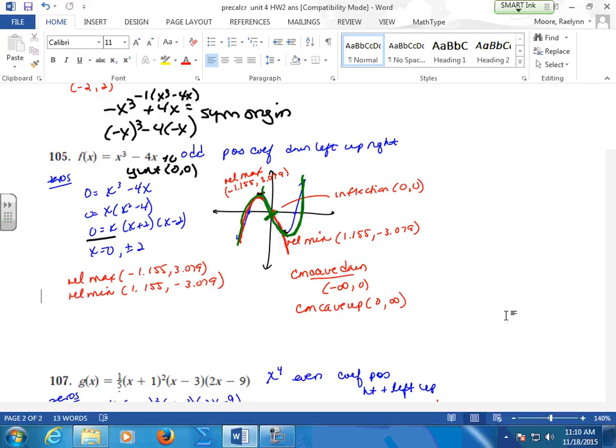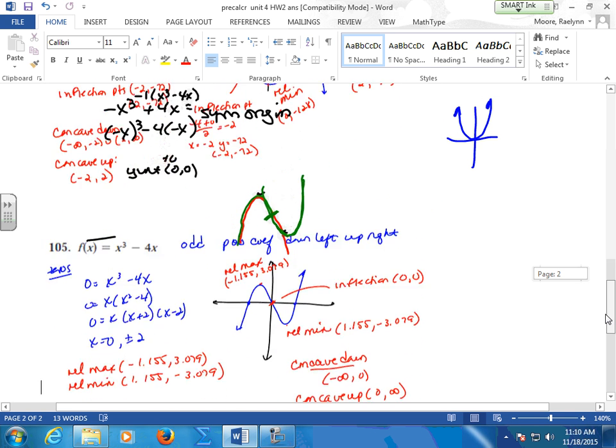Increasing and decreasing work off of your max and your mins, but they still use your x values. Concavity works off of an inflection point, and it still uses your x values. Although you can have a concave with just a parabola like this, you can concave up from negative infinity to positive infinity. Because it has two roots, one turn, no inflections, so it makes its own natural cave.